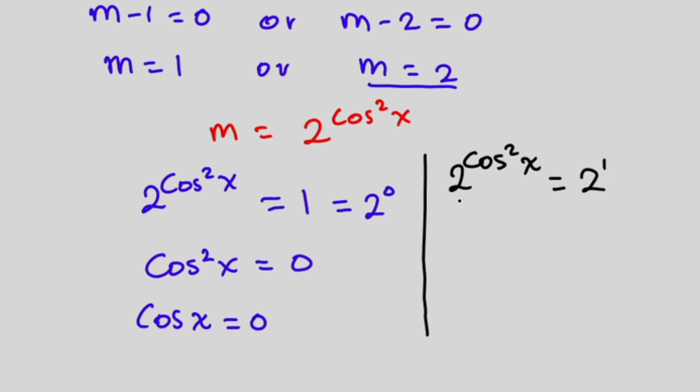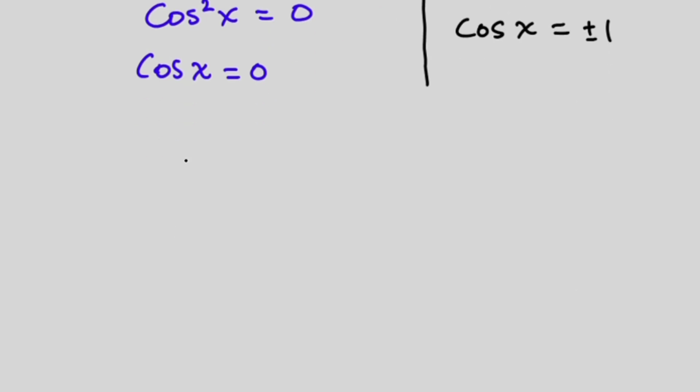The bases are also the same, so we can straight away equate their powers. So we're going to have cos squared x is equal to 1. Now, taking square root on each side of the equation, we have cos x is equal to plus or minus 1. So what it means is that in all, we have 3 equations.